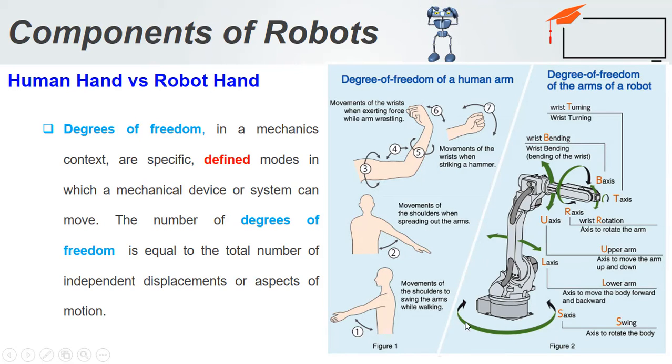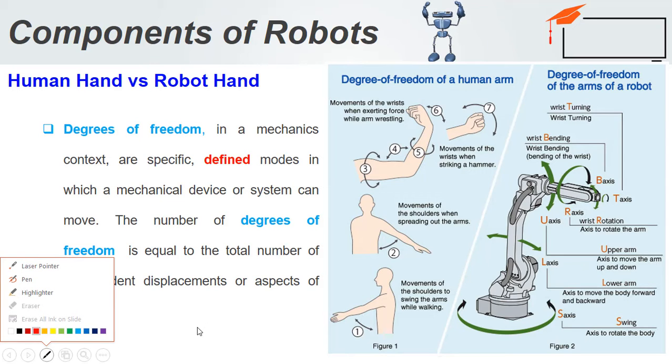That is, the joint can produce rotary motion along the vertical axis, along the horizontal axis. So it produces defined modes of motion, and that is called degrees of freedom. Degrees of freedom in a mechanics context are the specific defined modes in which a mechanical device or system can move.